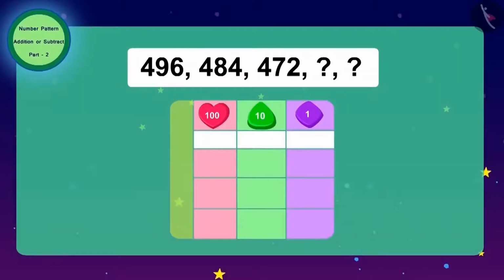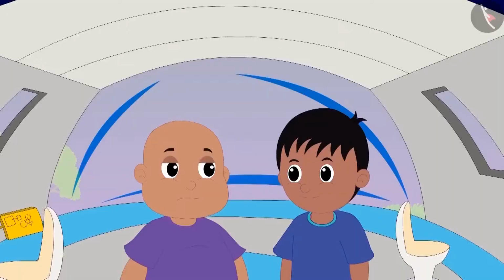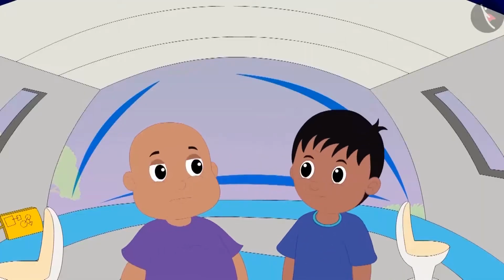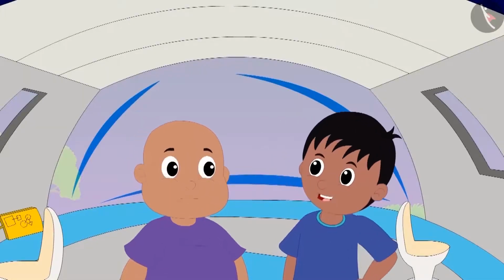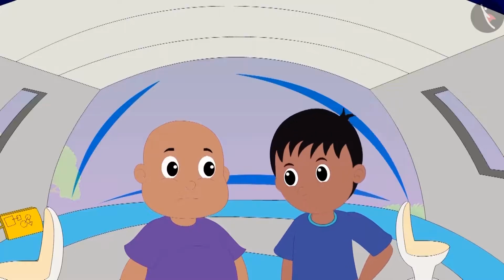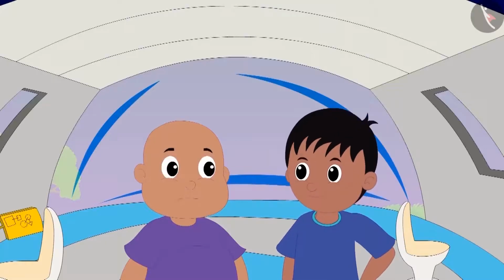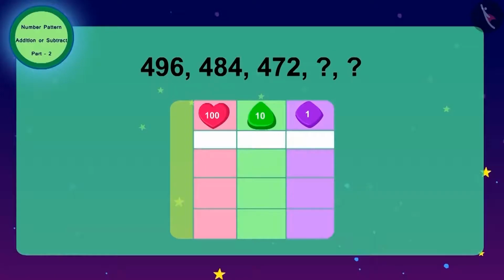Raju first subtracted 484 from 496. Now, how much did he get? He got 12. Now he subtracted 472 from 484. Then how much is left? Again, he got 12. Bablu, I got the pattern. In this code, every number is 12 less than its previous number. Raju said to Bablu.